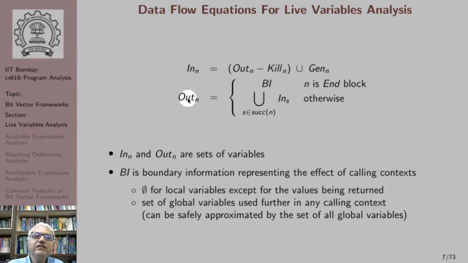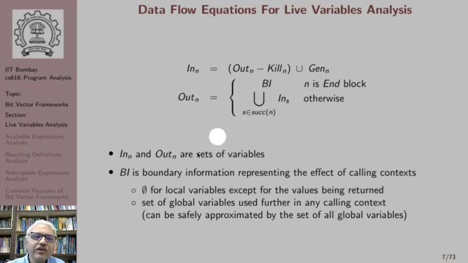So we say at the exit of a basic block n, the variables that are live are the union of the sets of the variables that are live at the entry of the successor nodes. However, when we have the end block of the program or the procedure, the end block doesn't have any successor, and therefore we have to define what the set should be at the exit of the end block.